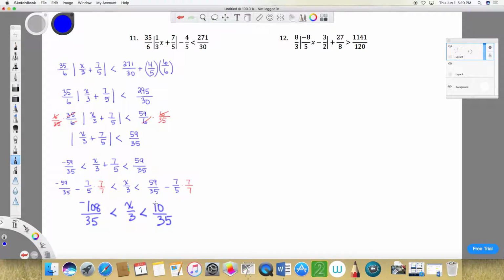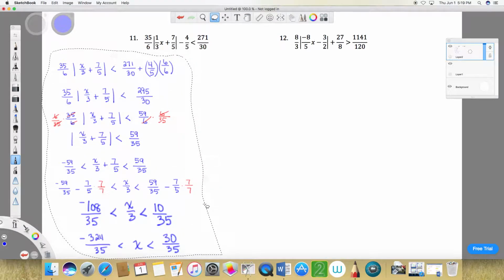All right, so to get the x by itself, I'm going to multiply all three portions of this by 3. So when I take negative 108 times 3, I get negative 324. That's being divided by 35. When I multiply by 3 here, that 3 cancels. And when I multiply this by 3, I get 30 over 35. So let's simplify these fractions and then write our final answer in interval notation, and we'll be done.